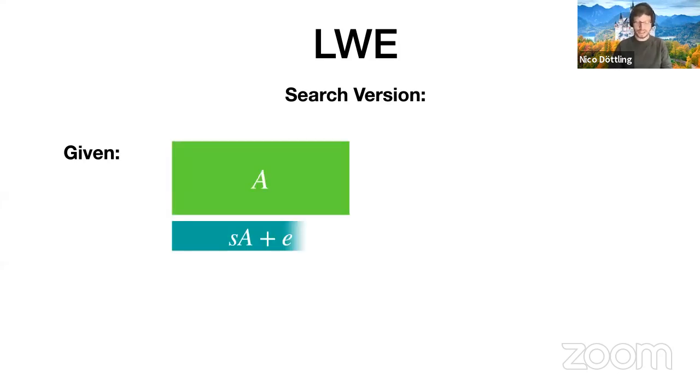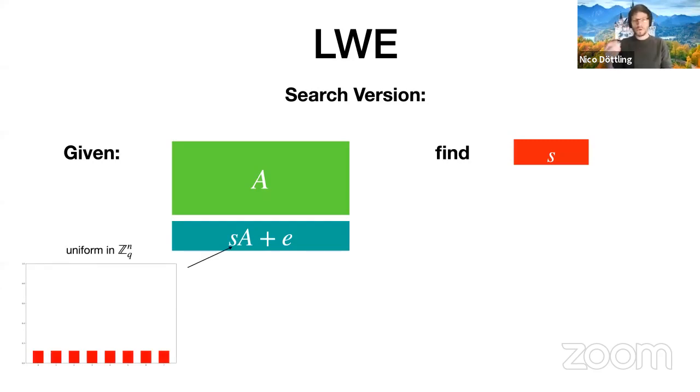So we all know and love the LWE problem. Let's quickly recap how it looks. You're given a uniformly random matrix A over Z_q and a noisy vector in the row span of this matrix. And your goal is to find the linear combination that leads you there. So one question is, how do you choose this linear combination? In the standard LWE problem, it is just chosen uniformly at random from Z_q to the n. And this error term comes from a short distribution, typically a Gaussian.